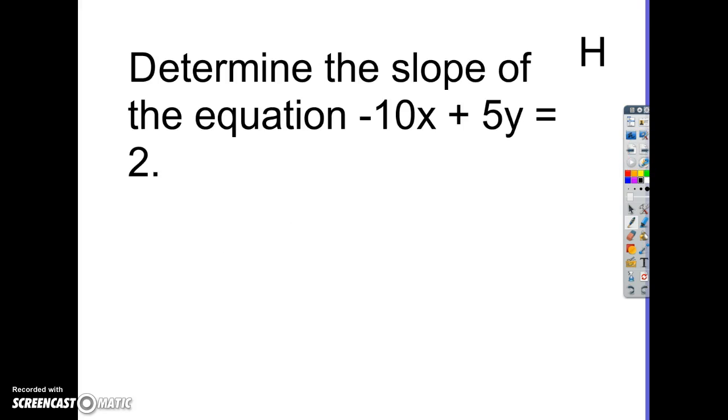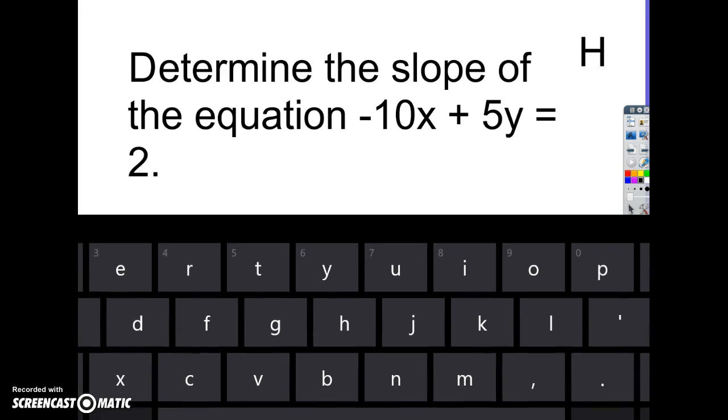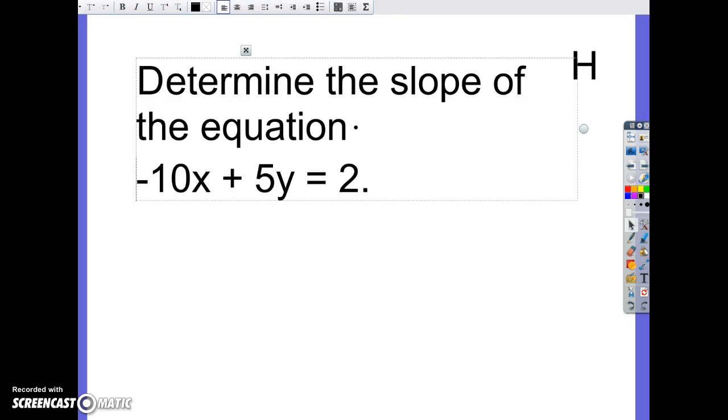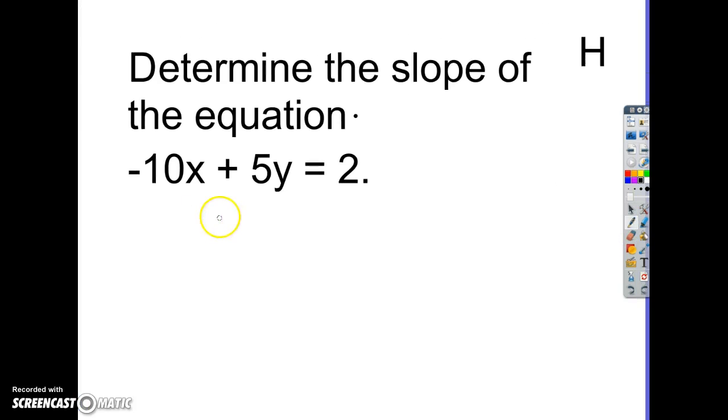Question H. Determine the slope of the equation. So we are going to set this equation in slope-intercept form, which means it needs to look like your calculator where you have the y equals by itself. Okay, so now that we have the equation where we can see it, we need to get this in slope-intercept form. So we need to have the equation looking like your calculator button y equals. That means we don't have an x on that button, so we're going to get rid of it.